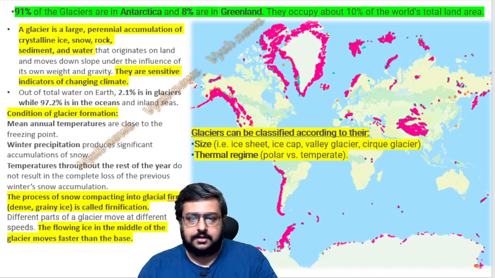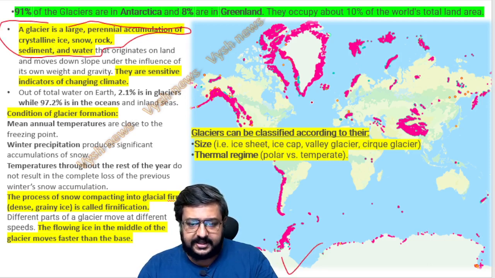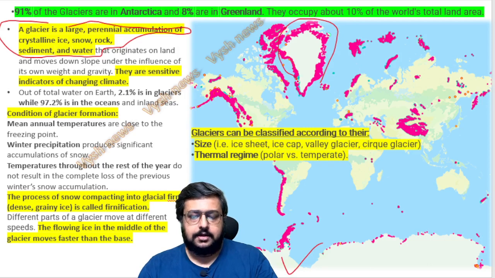Basically, what is a glacier? That is the first definition you have to know. A glacier is a large accumulation of crystalline snow, ice, rock, all these things, when it becomes a tightly dense pack, the cold water, that is called a glacier. And 91% of the glaciers are in the Antarctic continent, and 8% are in Greenland. Okay, Greenland is not a country, it's an island, the largest island in the world. So the glaciers alone occupy 10% of the world's total land area.